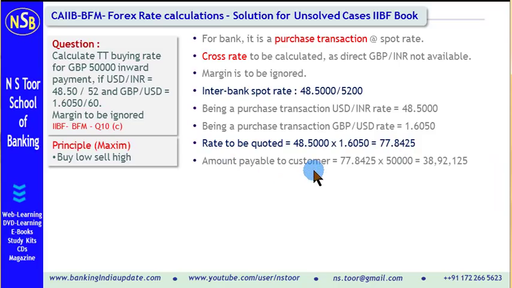Now the amount which is payable to the customer in Indian currency. So this is the rate which is quoted to the customer, and this is multiplied by 50,000, and this is the amount which will be paid to the customer. So to the customer's account, this much amount shall be credited. Hence, the bank will receive from the customer this much amount, and by using that rate, the bank will credit to the customer's account this much amount.